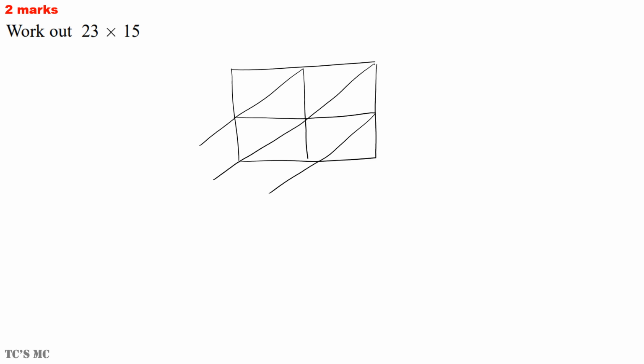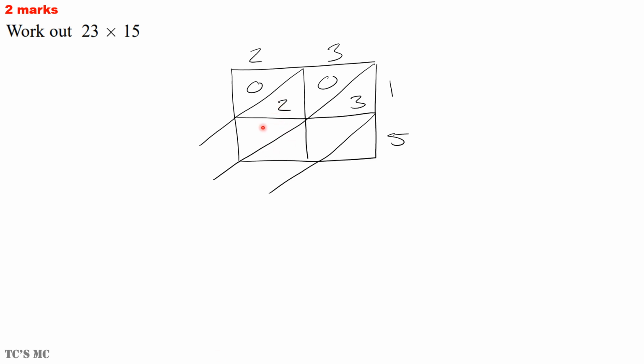And then for 23, we're going to split it up and write 2, 3. For 15, we're going to split that up and write 1, 5. Now for the multiplying, we need to do 2 multiplied by 1 and write the result on the top left box. That gets us 0, 2. Then for the top right box, we need to do 3 multiplied by 1, and that gets us 0, 3.